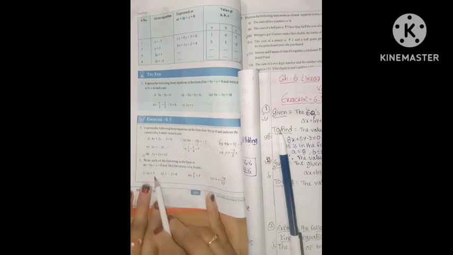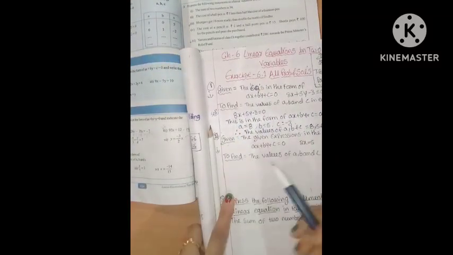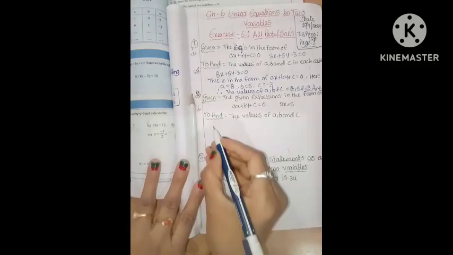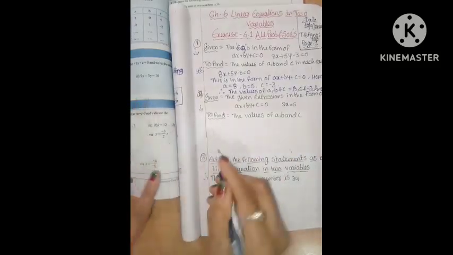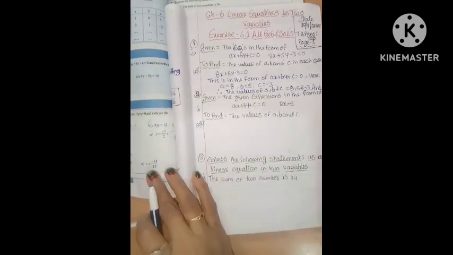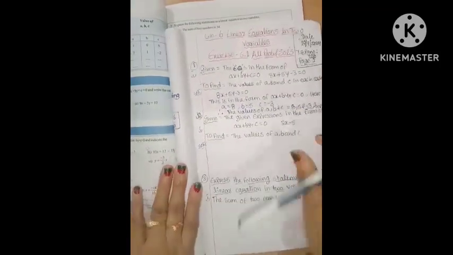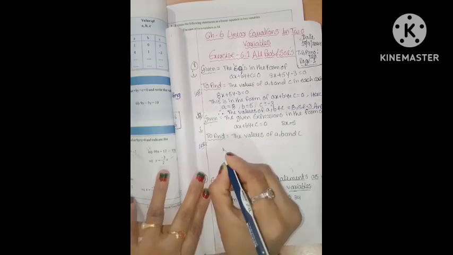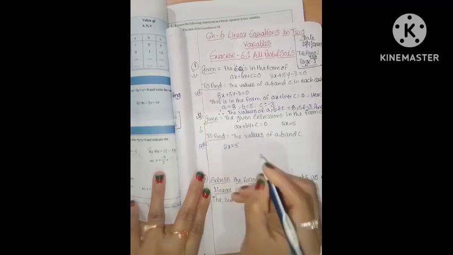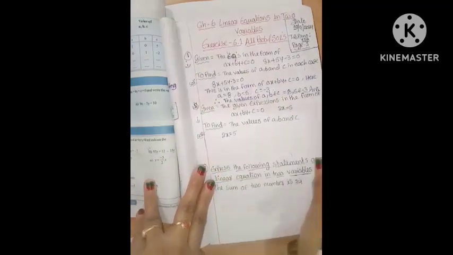The first equation is 2x equal to 5. This is the given data. How do we write it in the form ax plus by plus c equal to 0, to find the values of a, b and c? The solutions to these problems are very simple. First, what is the given equation? 2x equal to 5 is given.